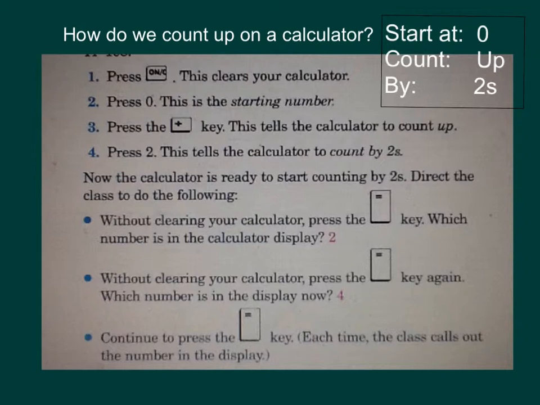Number 1, the first thing we need to do is press the on/clear button on your calculator. This button clears your calculator. Do this step now. Number 2 is press 0. This is our starting number. So the first number we're going to press on our calculator is 0. Do this now.